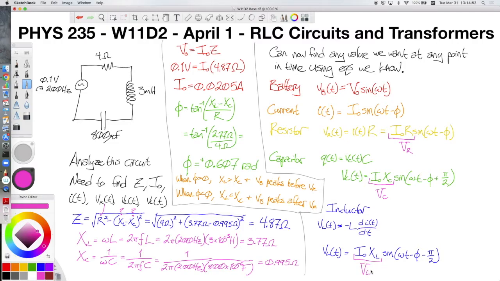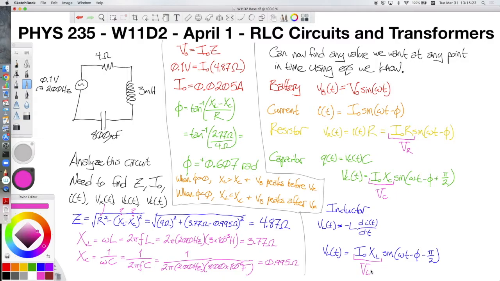So now you are equipped with all of the equations you could possibly need to determine any value of relevance in this circuit at any given point in time. You could determine the voltage across any circuit element at any point in time, inductor, capacitor, resistor, or battery, or the current in the circuit, which is the same for all circuit elements. And that's basically going to answer almost everything you'll need to know about this RLC circuit.